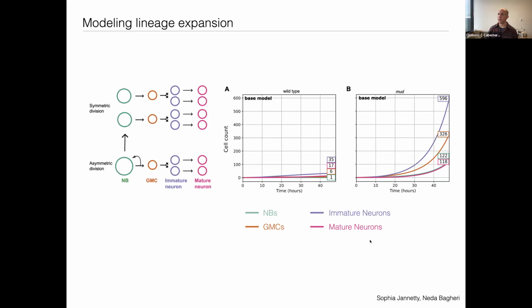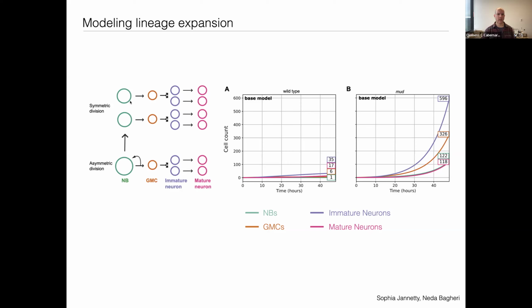However, we still wanted to know whether that actually makes sense in terms of absolute numbers. And so we teamed up with my colleague Neda Bagari here in the department, which is essentially involved in mathematical modeling. And we built this base model, which essentially recapitulates all the basic features of neural stem cells. In wild type, the model involves regular asymmetric divisions where these neural stem cells form GMCs, which divide symmetrically to form immature neurons, which then mature into mature neurons and at some point leave the system.